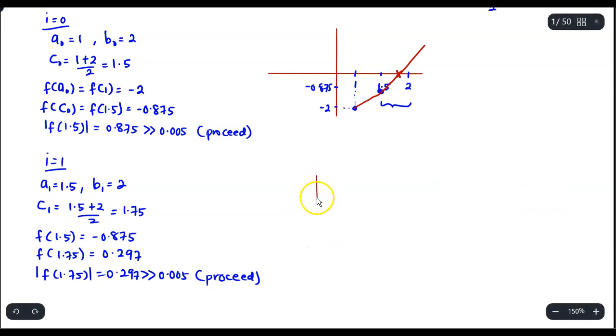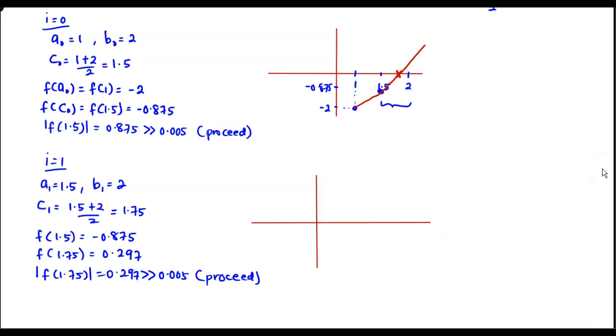Okay, so look at the diagram one more time, but this time we are going to consider A1 is 1.5 and B1 is 2. So it's somewhere here we have 1.5 and let's assume this is 2. I make the scale bigger so that you can see clearly. So in between we have 1.75. So somewhere here is 1.75.